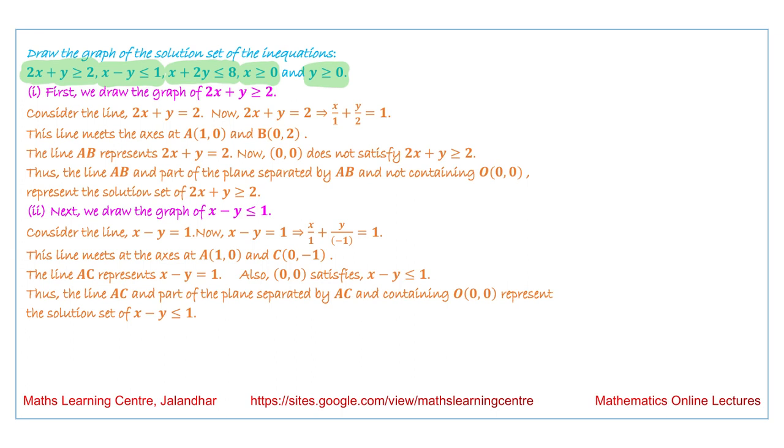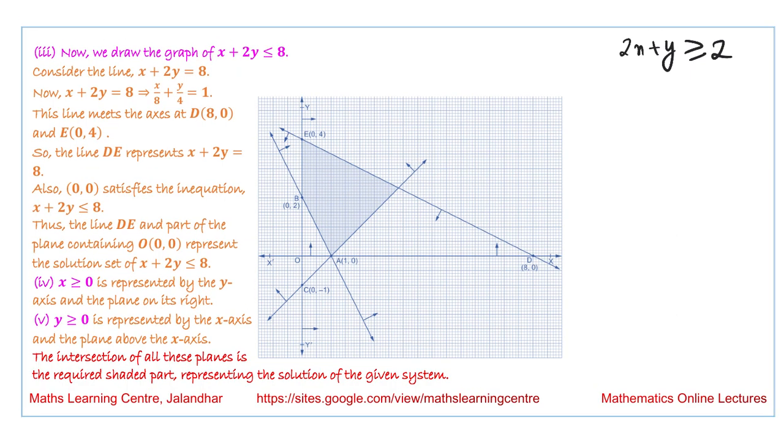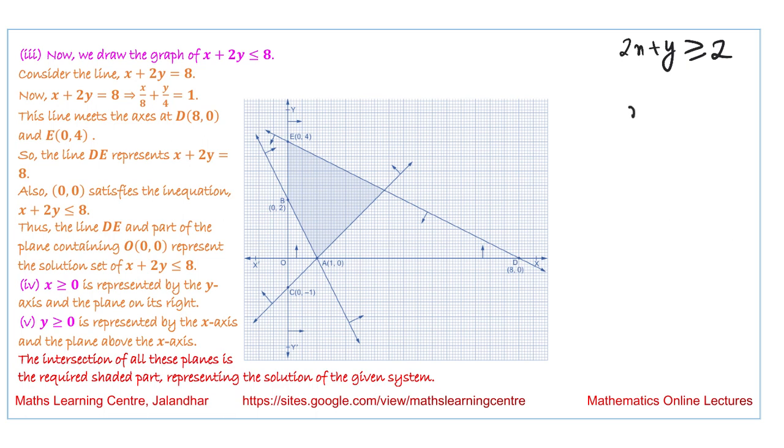So again, if we plot the lines corresponding to each of these equations, the graph will be in this form. The first equation we have is 2x plus y is greater than or equal to 2. The second is x minus y is less than or equal to 1. Third, x plus 2y is less than or equal to 8. And next, x is greater than or equal to 0 and y is greater than or equal to 0.